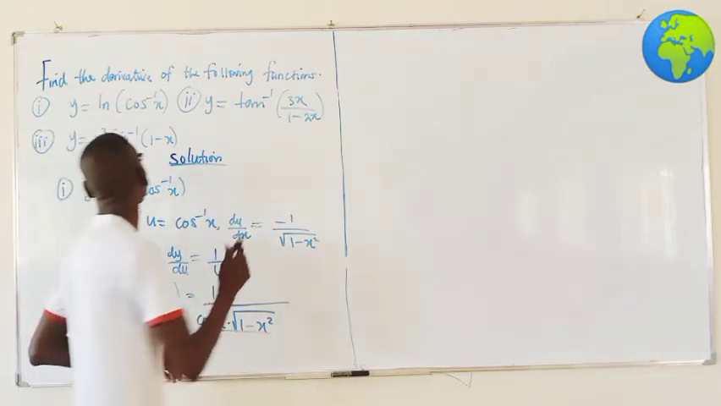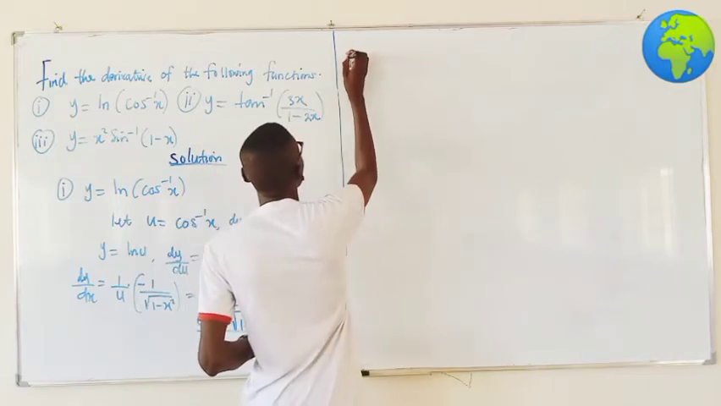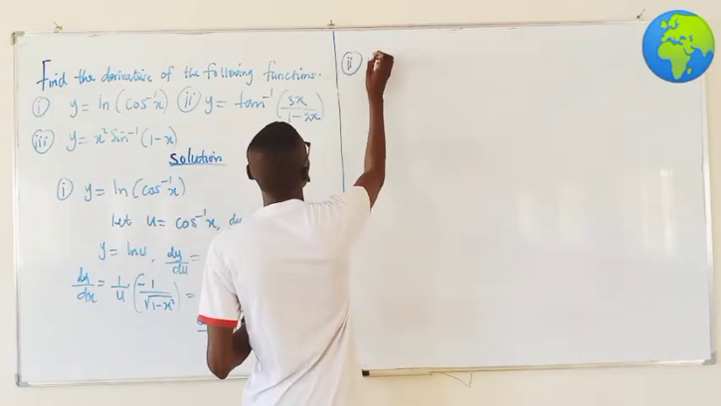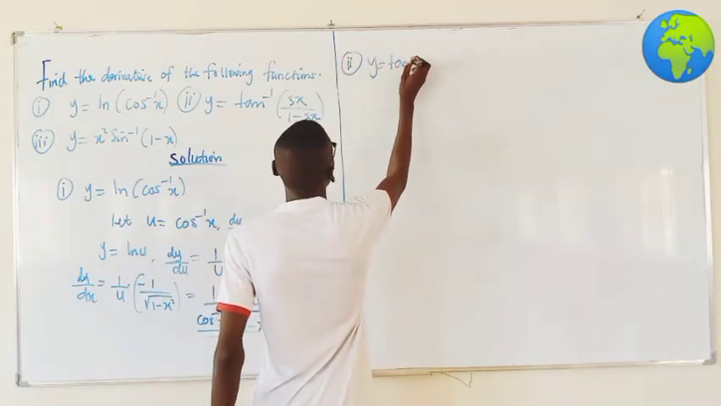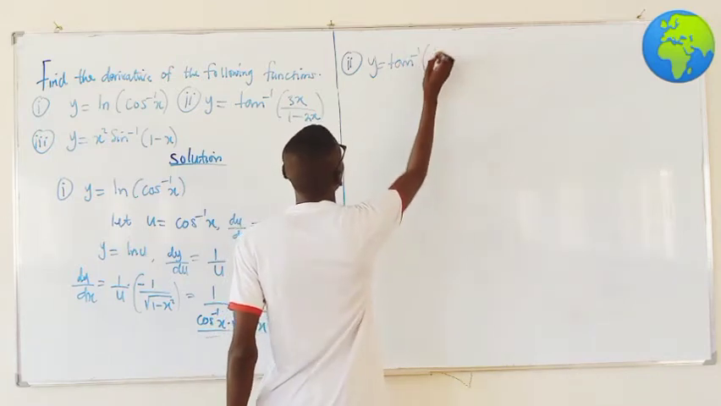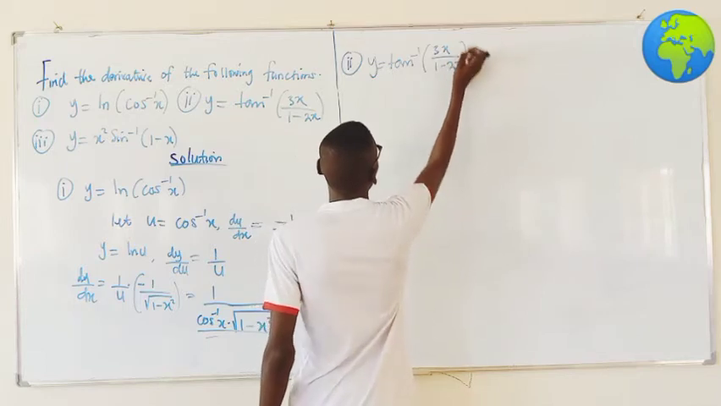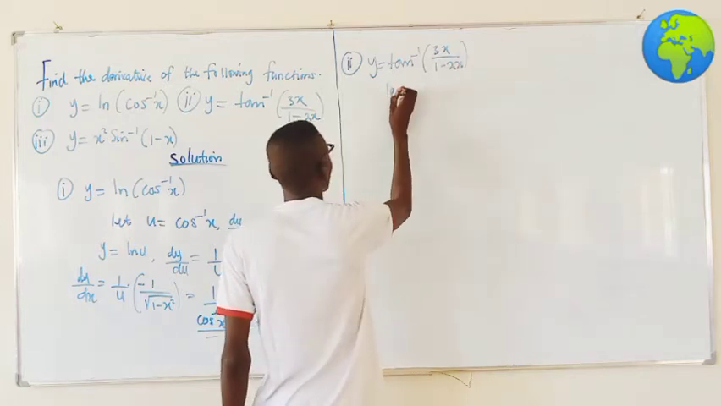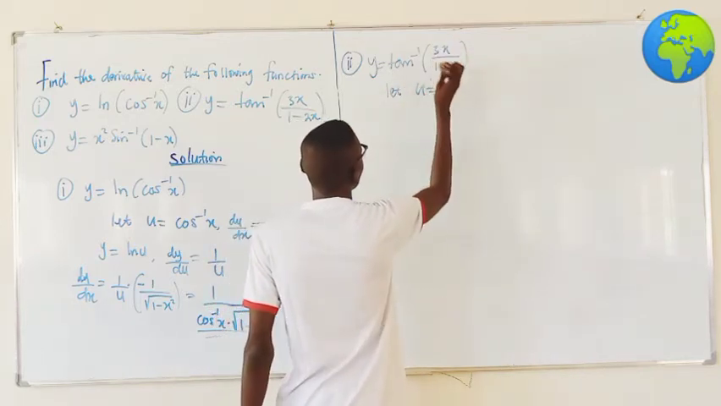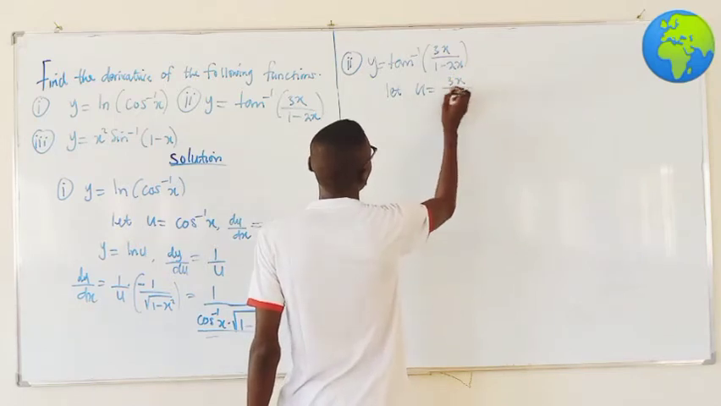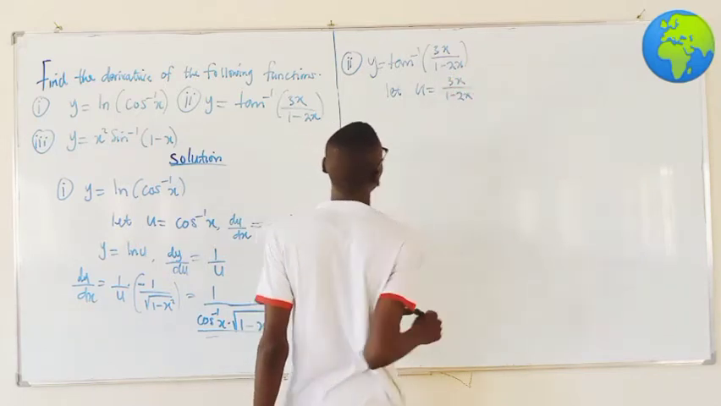So let's just go straight to the second question. Question 2, which says y equals tan inverse of 3x over 1 minus 2x. Same idea, we let u be the inner function, which is 3x over 1 minus 2x.